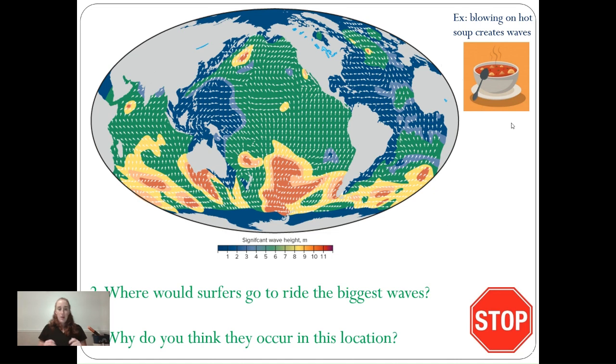So based on that and the map that you have here, question 2 on your quiz: where would surfers go if you wanted to ride the biggest waves on Earth based on this map? And why do you think they occur at the location that they occur at?